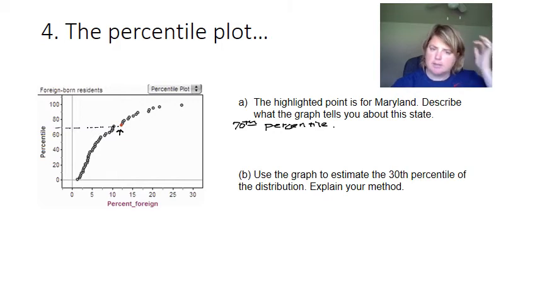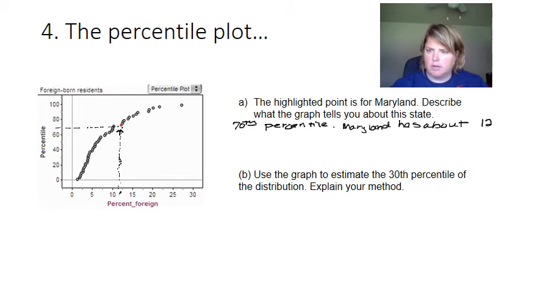That doesn't really tell us anything about the context. And then we go straight down from this point. It's hard to do it on this little pad. We end up right about here. So the middle would be about 12.5, and we're a little bit in front of that, so probably about 12. Let's write that with the context. So Maryland has about 12% foreign-born residents.